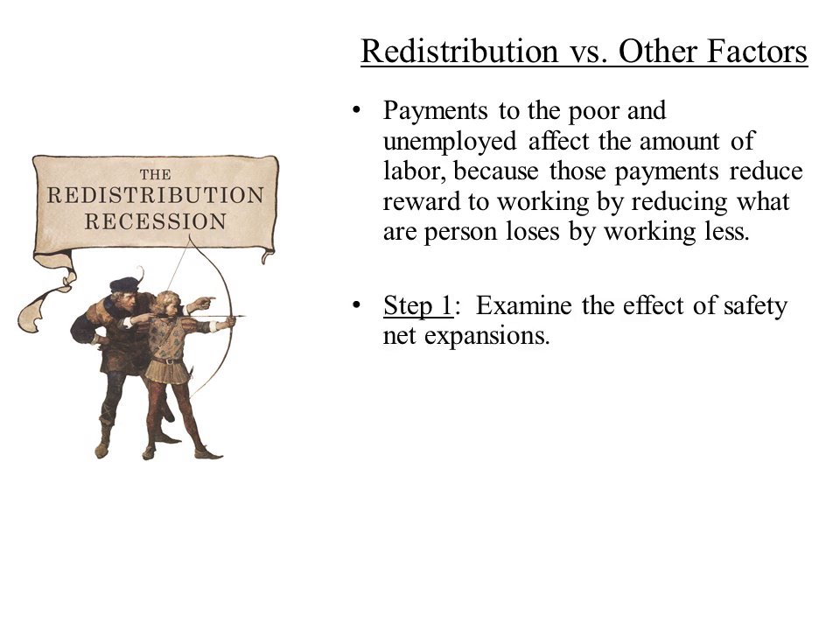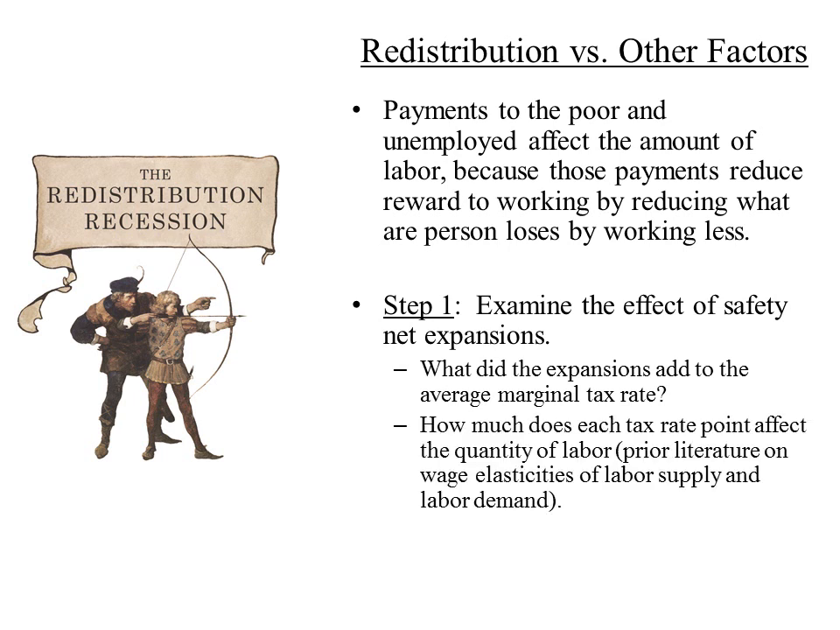The first step is to examine the effect of safety net expansions. We need to know how the expansions added to the average marginal tax rate, which is a measure of how government programs affect incentives to work. Just because we have a new set of incentives doesn't necessarily mean we get different behavior, so we need to quantify how much each marginal tax rate point affects the quantity of labor. One way to do that is to look to a prior economic literature devoted to quantifying that effect.